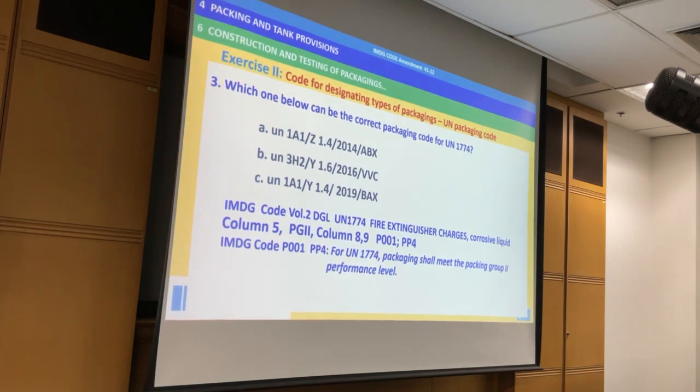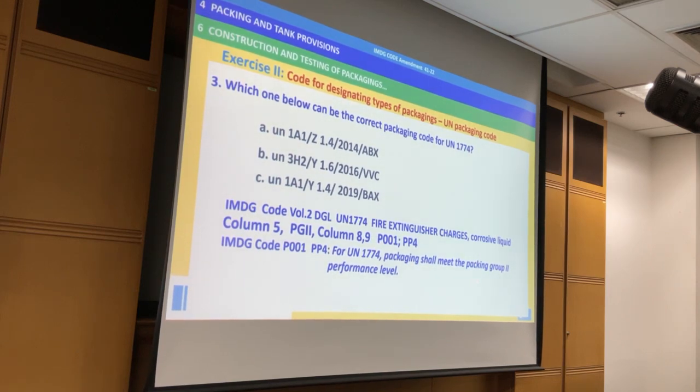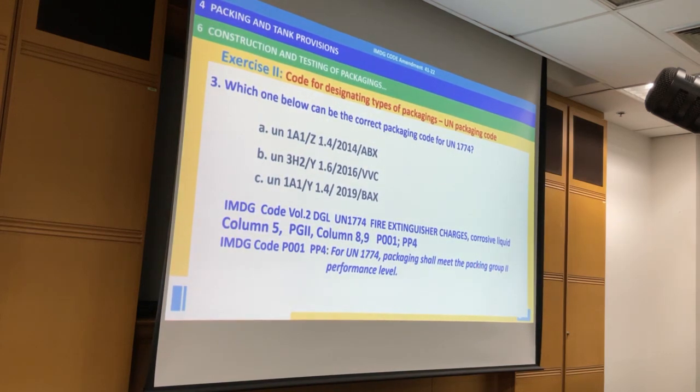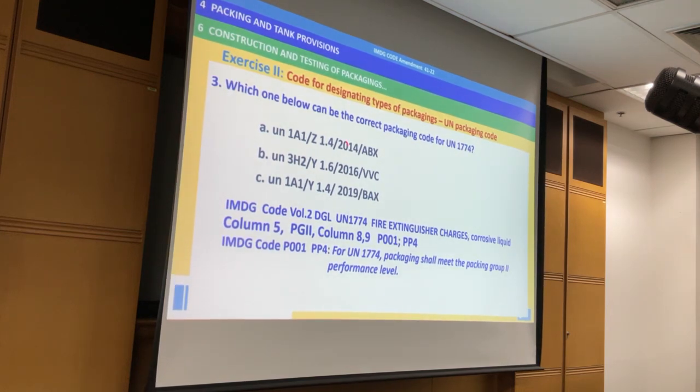What does it say for UN 1774? Packaging shall meet the packing group provision 2 performance level. Okay? We shall assume for this UN number, it is packing group 2. What does it mean? Let's check here.